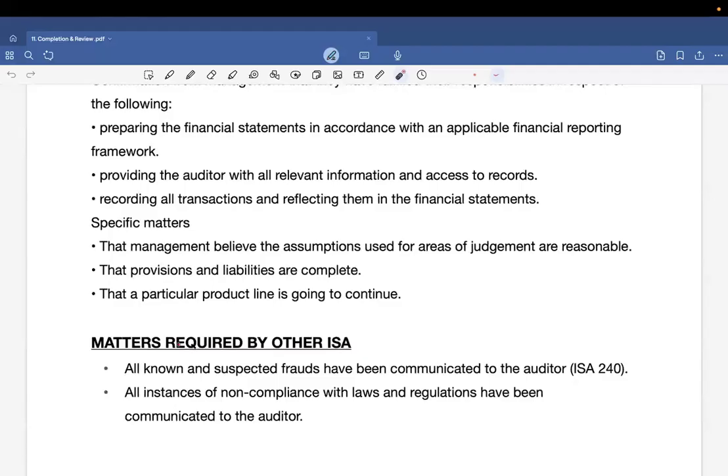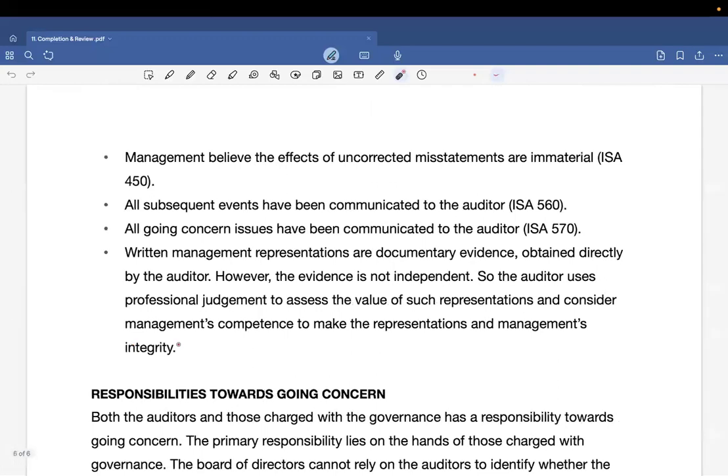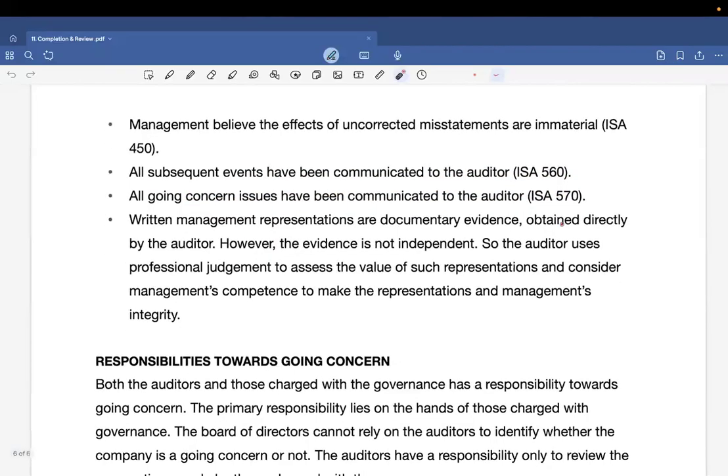So all the known and suspected frauds need to be communicated to the auditor, and it is a must. Clear? So nothing should be hidden from the auditor. And if there is any non-compliance occurring in the client, it should also be communicated to the auditor. And the management should also be made aware of the uncorrected misstatements and their effect on the FS. Now, all the subsequent events should be communicated to the auditor. All going concern issues should be communicated to the auditor.